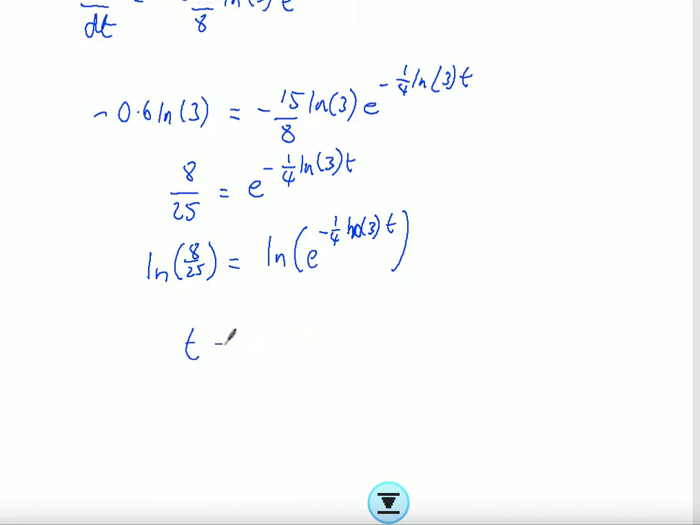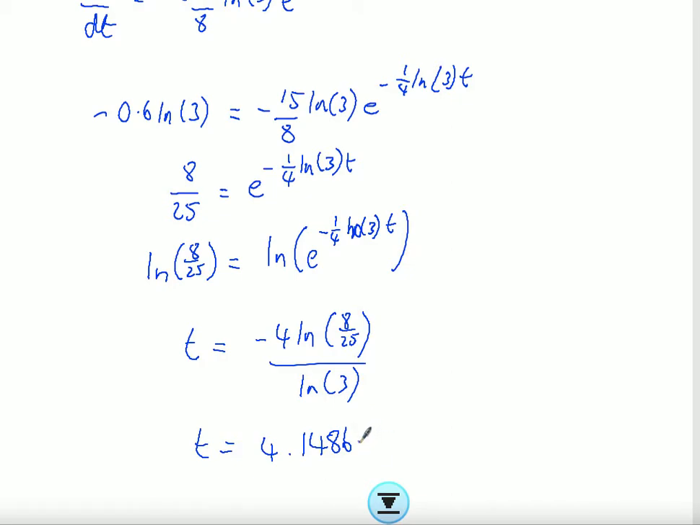So t is going to be equal to, if I multiply both sides by negative 4, we get negative 4 ln 8 over 25 over ln 3. And I really hope this is going to give us a sensible answer. So let's type it into our calculator. We get 4.1486. And that does seem like a reasonable answer. That was tricky.